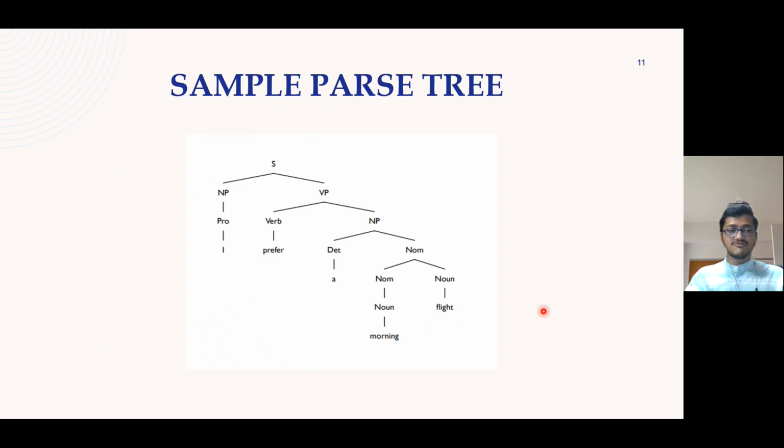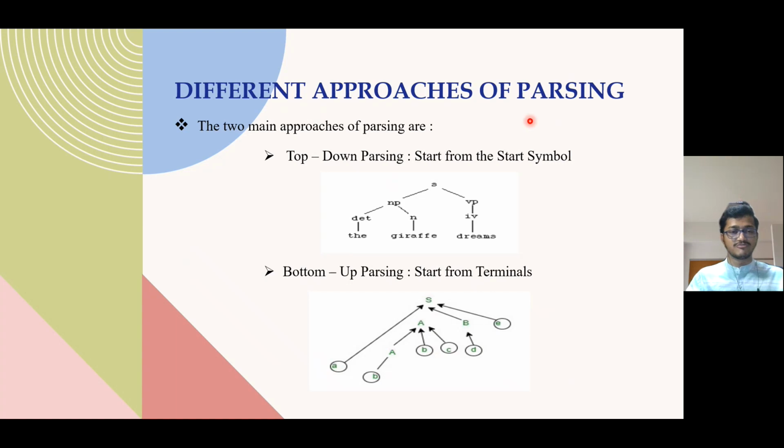Now, we shall focus on the different approaches of parsing. The two main approaches of parsing are top-down parsing and bottom-up parsing. In top-down parsing, we start from the start symbol and gradually go down by following the different rules of CFG to get the required string. In bottom-up parsing, the complete reverse is done. That is, we begin from the terminal symbols. Here, the terminal symbols are nothing but the given user input or the given string in human understandable language.